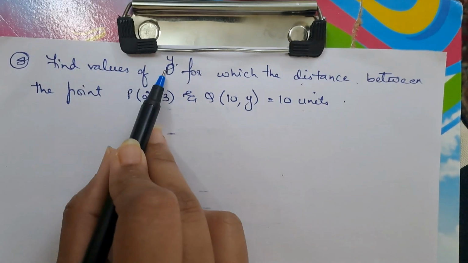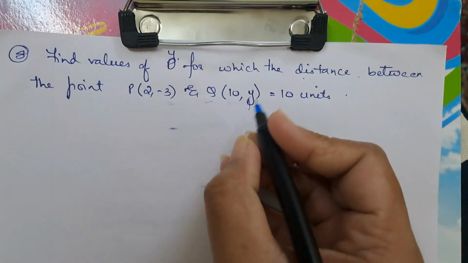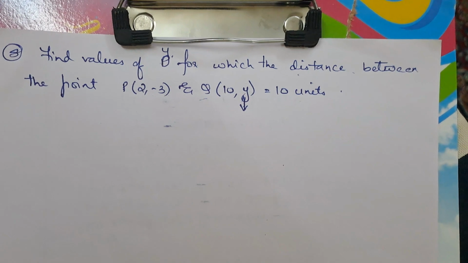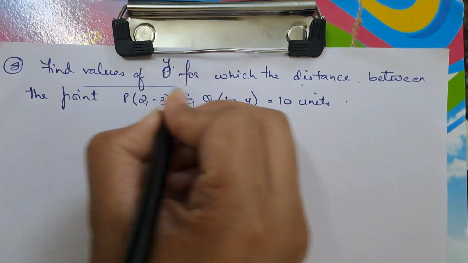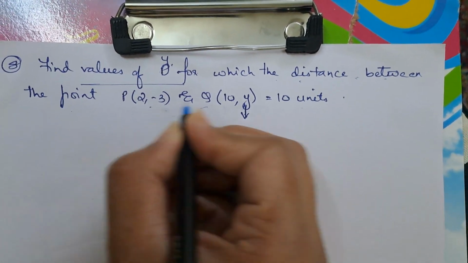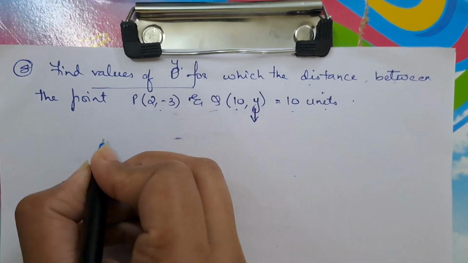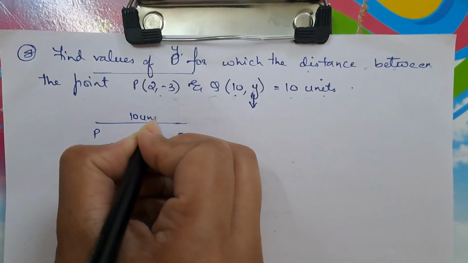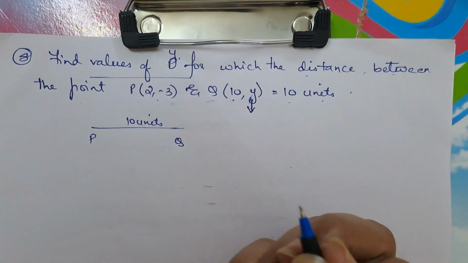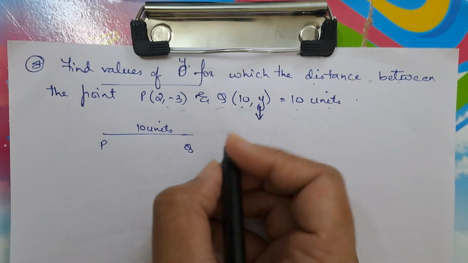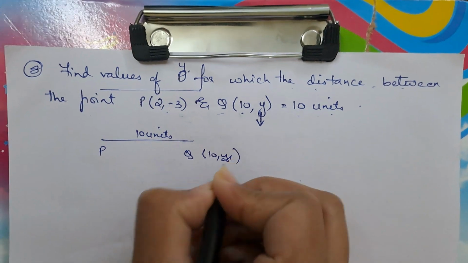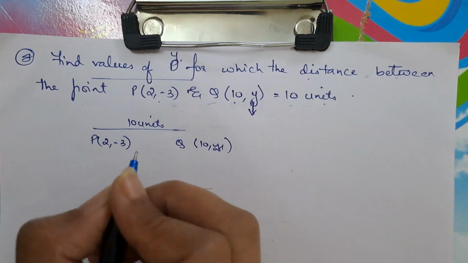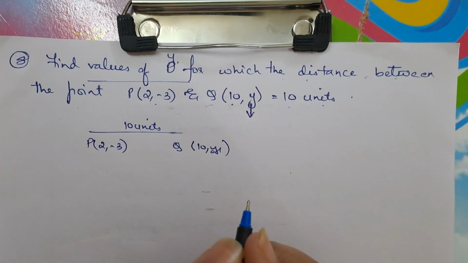So find the value of y. Okay, where is y in here? This is the y that I'm supposed to find out. Now, for which the distance between the points p and q is equal to 10 units. There's this point p, there's this point q, and the distance is given as 10 units to me already. Okay, that's very good to know. And I have to find this, 10 comma y and 2 comma minus 3. And how am I going to find it? Because the distance is given, obviously I'm going to substitute in the distance formula only.